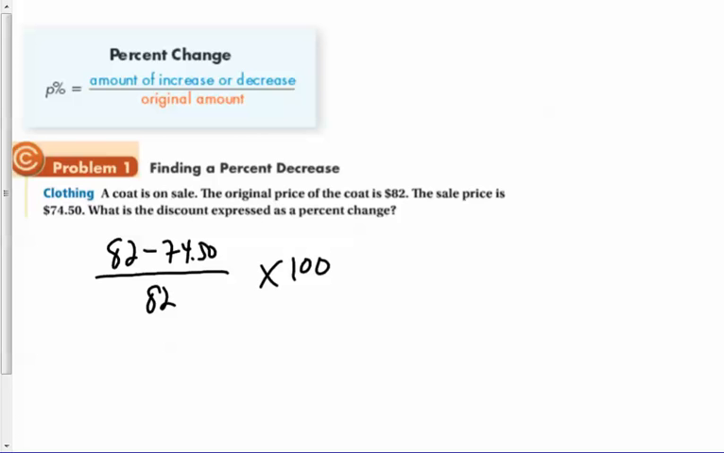So 82 minus 74.50 is $7.50. If I divide $7.50 by 82, and then I times it by 100, I get 9%. So what percent is that? That's decreased by 9%. Okay? Real easy. You got it, do it real quick.